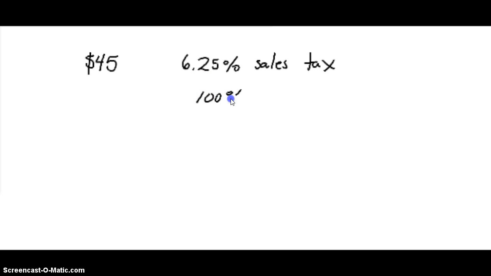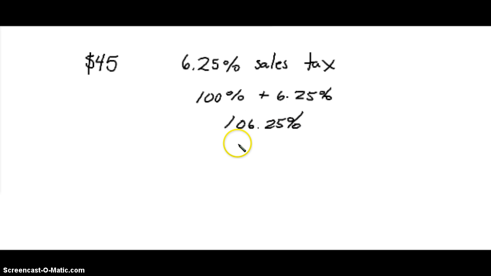So let's say I have a ticket that costs $45, and the sales tax on that is 6.25%. Now, obviously, that's going to increase my price, as tax always does. So I'm going to have 45, which is 100%, plus 6.25%, which is going to give me 106.25%.